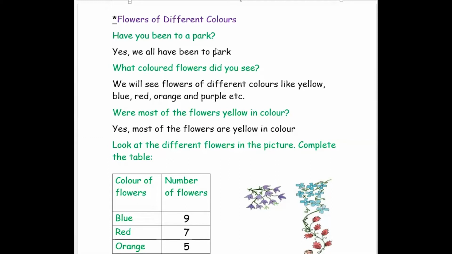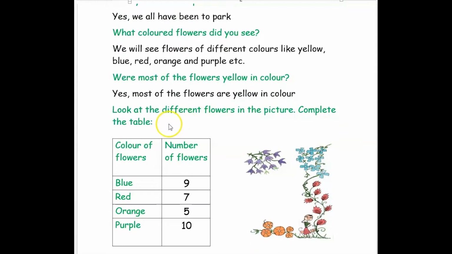Then we'll have trees around the park, right? So what we will see in the trees? So many birds will be sitting in the trees and they are enjoying, right? They'll make different sounds. Then we'll be seeing many colored flowers in the trees, right? So what colored flowers did you see there? We will see flowers of different colors like yellow, blue, red, orange and purple. So many colors will be seen. Where most of the flowers are yellow in color? Yes, most of the flowers are yellow in color.